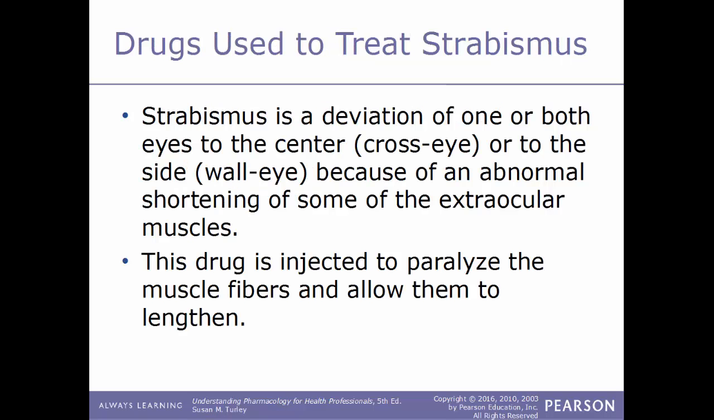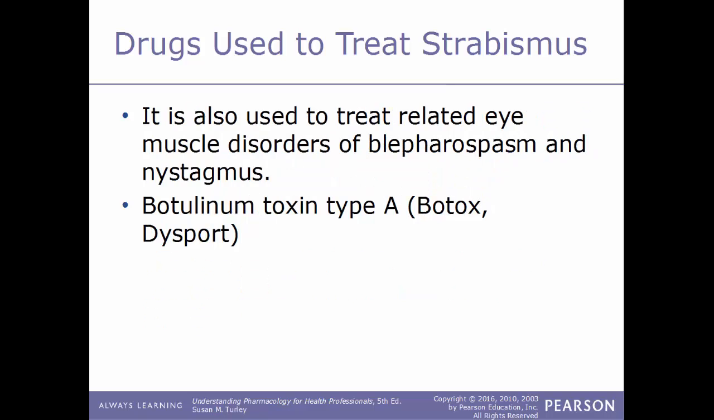Okay, we'll end this chapter talking about drugs that are used to treat strabismus. Strabismus is the deviation of one or both eyes to the center or to the side. So this includes being cross-eyed or being wall-eyed. This is caused by an abnormal shortening of some of the extraocular muscles. So that's why the eyes are not centered correctly, because some muscles are shorter than others, so they can't keep them aligned properly. So drugs that are used to treat this condition are injected to paralyze the muscle fibers to allow them to lengthen. It's also used to treat related eye muscle disorders of blepharospasms and nystagmus. An example of this kind of drug would be botulinum toxin type A, more commonly known as Dysport or Botox.